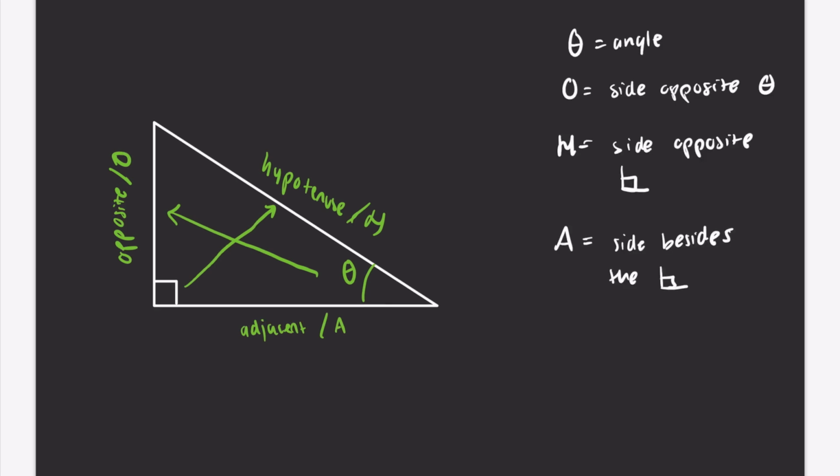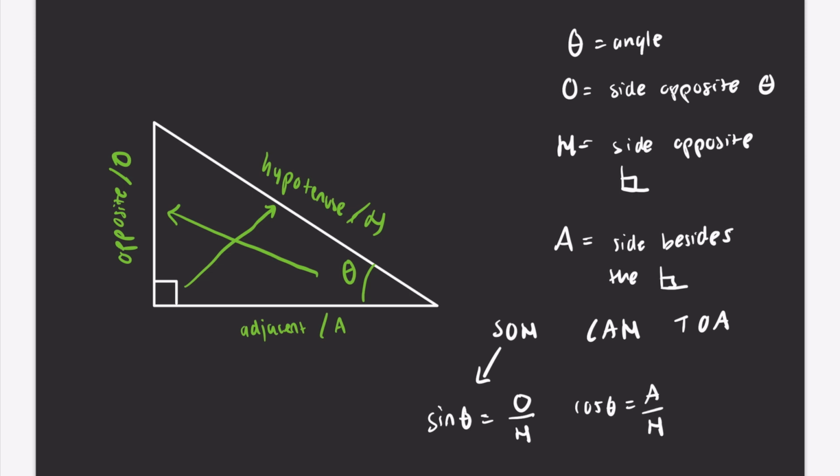Now, we have these rules called the sine, cos, and tan rule, which are used to describe the relationship between theta and the side lengths of our triangle. I also like to call them SO, CAR, TOA. SO stands for sine of theta equals opposite over hypotenuse. CAR stands for cos of theta equals adjacent over hypotenuse. And TOA, what do you think TOA means? TOA means tan of theta equals opposite over adjacent.